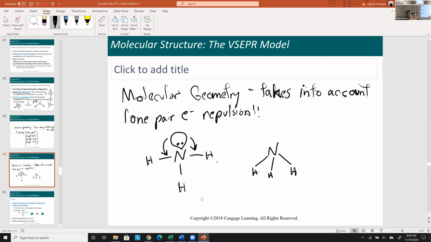Imagine this in 3 dimensions. This one's coming out towards you. So that's what this means. Molecular geometry takes this into account. So this new shape, this molecular geometry, has a name when you have 1 lone pair and 3 bonded pairs that are being squished. This is called trigonal pyramidal. And that's just one of them.